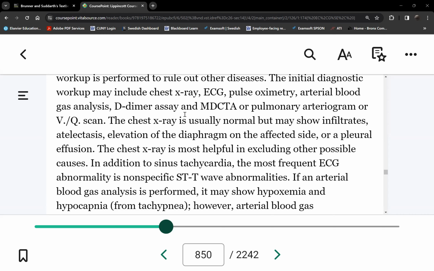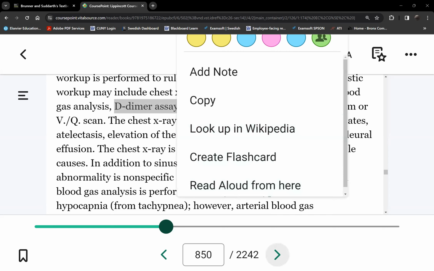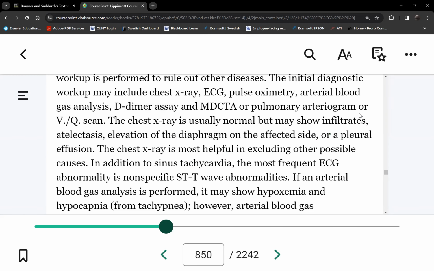And of course, the D-dimer will also help. What is D-dimer again? We talked about this last semester under DIC. What is D-dimer? Okay, it is made up once a blood clot is dissolved. It's a fibrin degradation product, right? So clots are made of fibrin, correct?